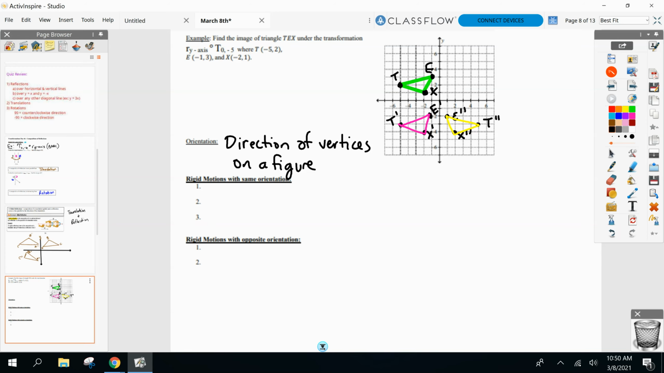What's not considered a rigid motion? Dilation. So now here's what I want you to think about. Out of those rigid motions, reflections, rotations, translations, which one would have the same orientation after I perform them? So if it started in a clockwise direction, I end in a clockwise direction. Which one keeps the orientation the same? Think about the triangle TEX we just did.